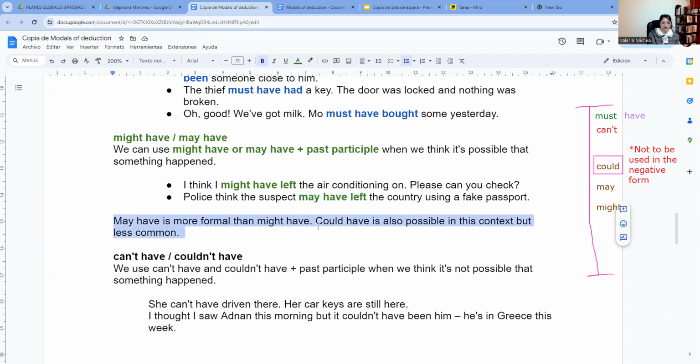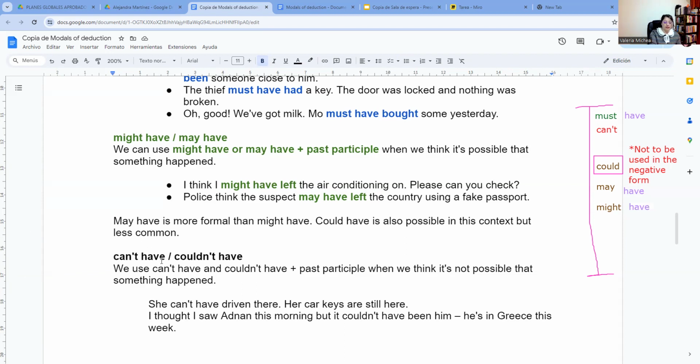Then may have is more formal, and also it's a little bit more possible than might have. So as you can see, we don't have could have, because it is not so commonly used. It is possible to use it. He could have done it, but it changes the meaning a little bit. So we are not going to focus on could have, but on may have and might have.